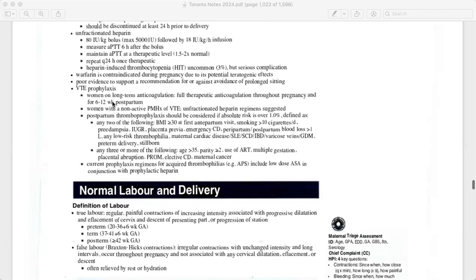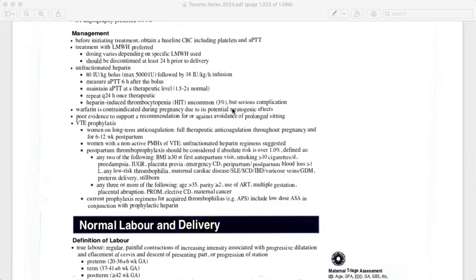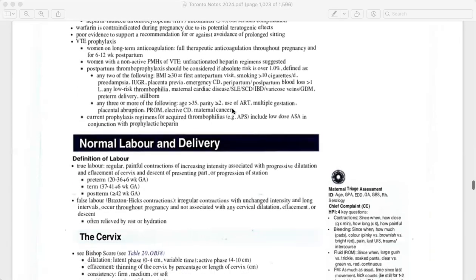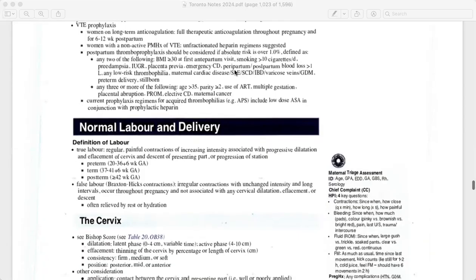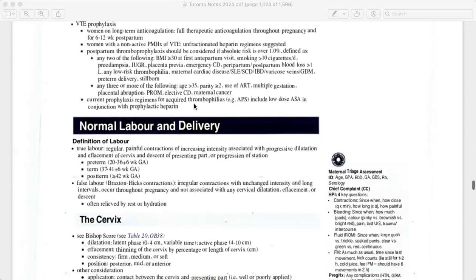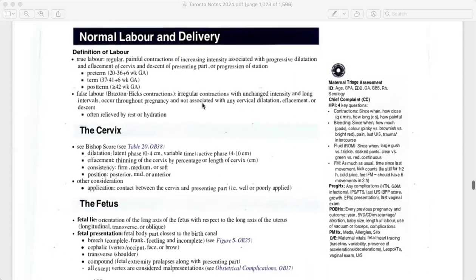VTE prophylaxis can be given in a female who has steroid use or some sort of risk factors where thromboembolism can occur. So in those conditions you can give the prophylaxis. And prophylaxis is basically unfractionated heparin. Okay. In treatment, it's low molecular weight heparin, but in prophylaxis, it is unfractionated heparin. Postpartum thromboembolism prophylaxis should be considered if the absolute risk is over 1 percent. Current prophylaxis regimens are used for acquired thrombophilias.